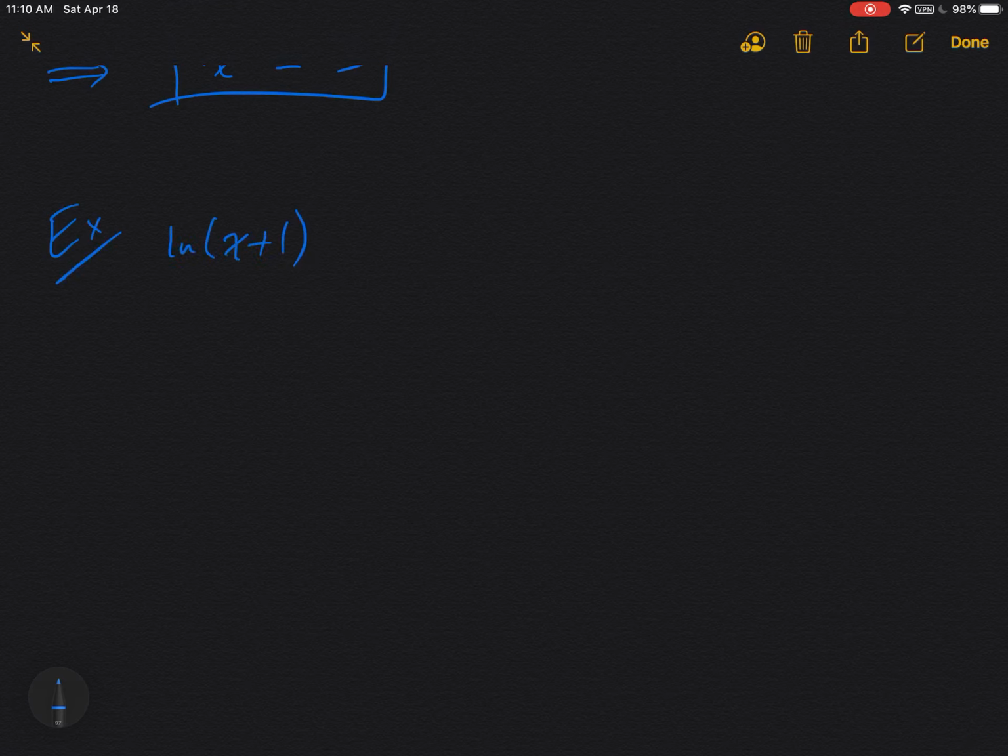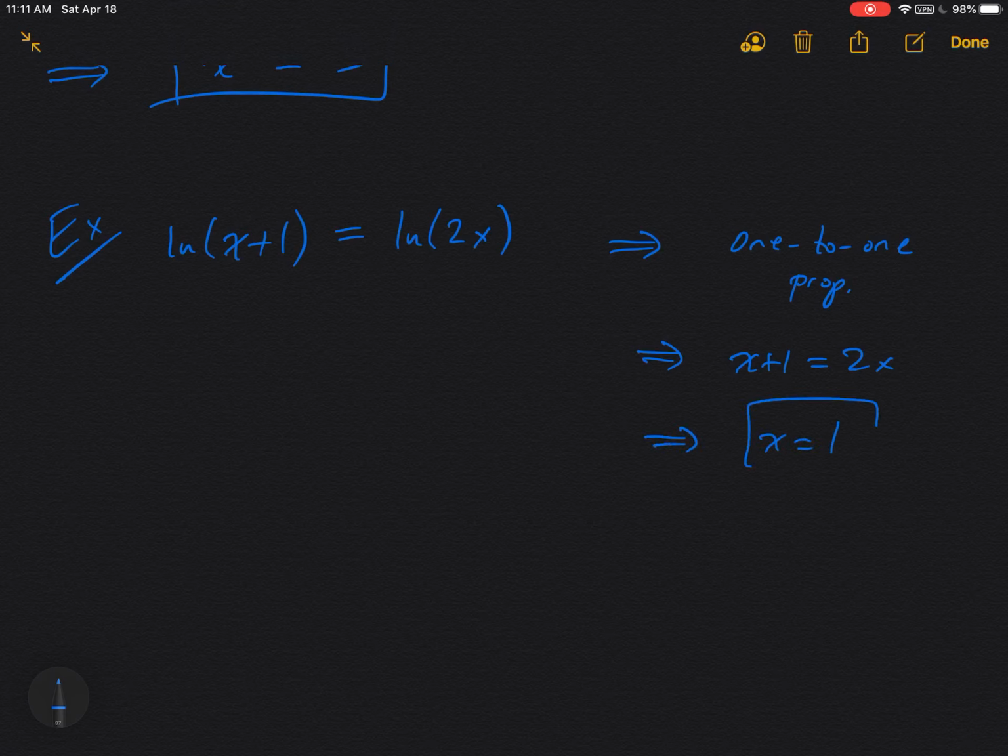So, for example, in this equation, I'm not trying to kill an exponential base. This time I'm trying to kill a logarithm. So I don't like the fact that there are logarithms here. I would prefer if they were gone. Now here you can again use the one-to-one property. If you have ln of one number is equal to ln of another number, it is true that by the one-to-one property, the insides have to match. So x plus 1 would again equal 2x, and then therefore x is equal to 1.